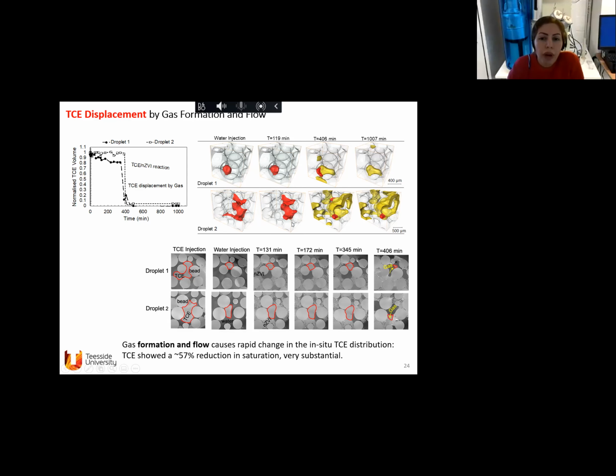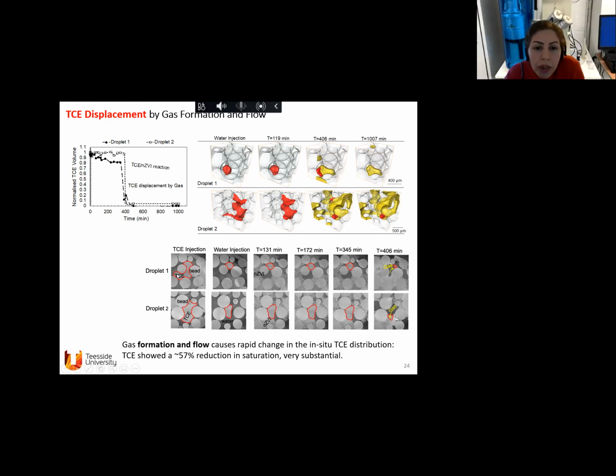So it's totally trapped. What you can see is that as the gas is coming in, because gas is a non-wetting phase, it preferentially wants to occupy the center of the pores, and hence it basically pushes the TCE phase out from the pores that were confining it. So here I can basically take you through the sequence on the slices. Here we have the TCE droplet. You can see the beads.